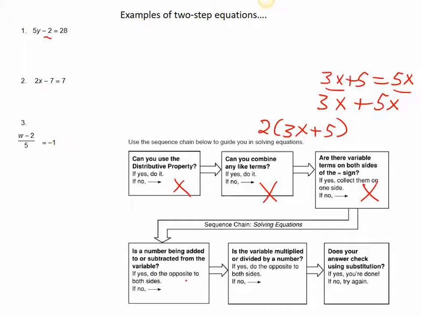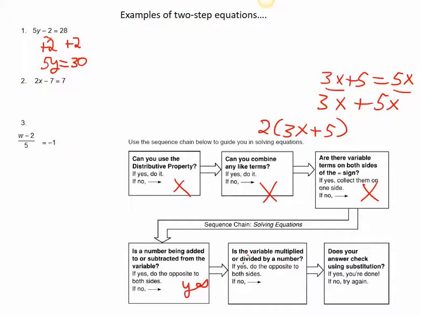If yes, do the opposite to both sides. So the opposite of minusing 2 would be to plus 2. So on your paper, you have to write plus 2 under the minus 2 and under the 28. And then we simplify what we get. 5y minus 2 plus 2, that's just 5y. And 28 plus 2 is 30. And now we're ready to go to the next step.